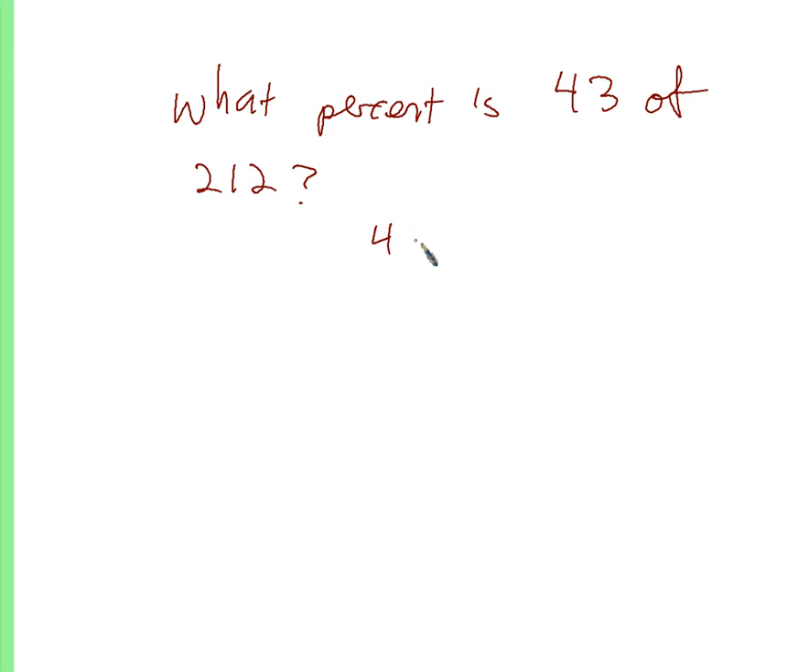Just ask a regular old person, what percent is 43 of 212? Okay, so we can set it up like a proportion, which is what it is. Proportion means two fractions equal each other, or two ratios equal each other. So 43 is to 212 as some percentage is to 100, because percent means whatever number is per 100.